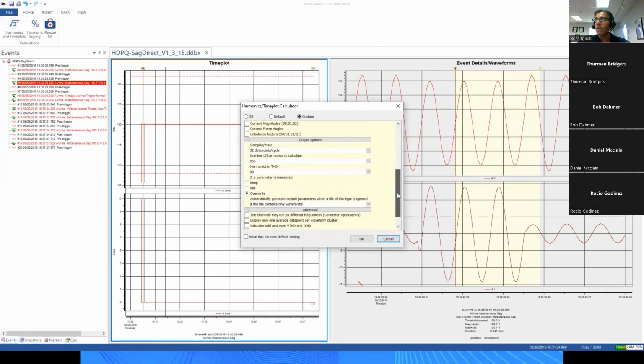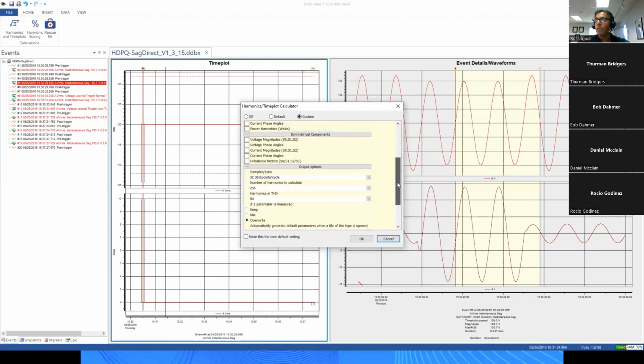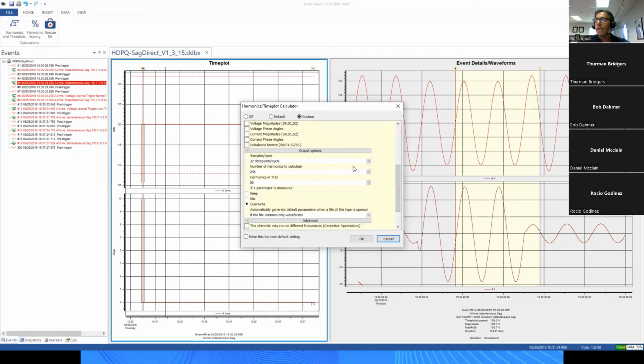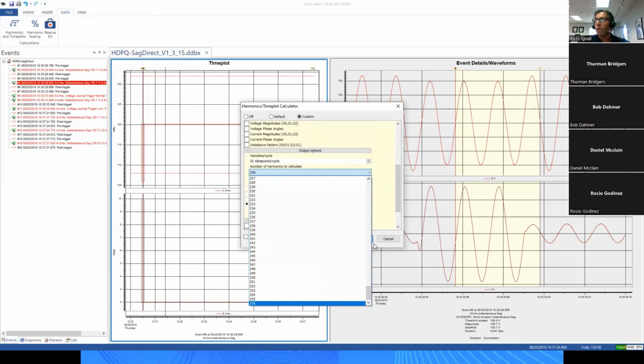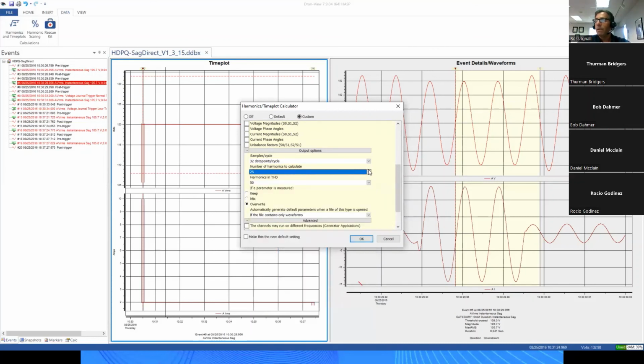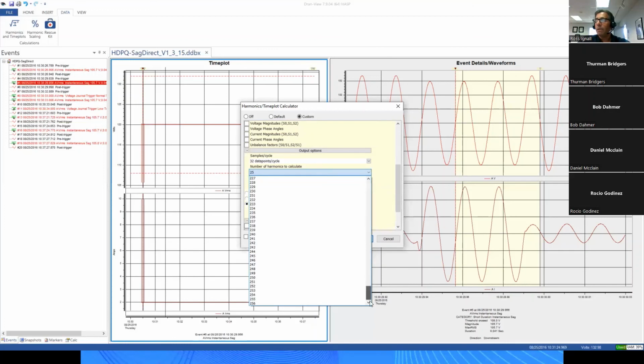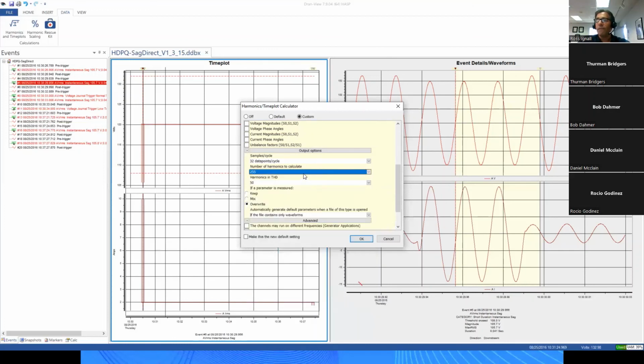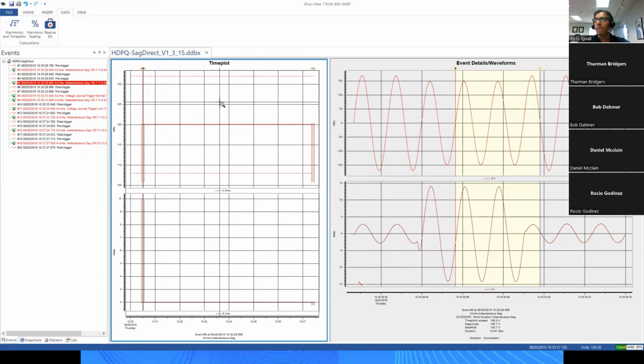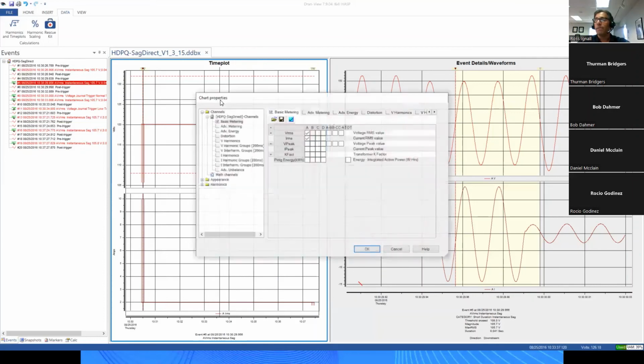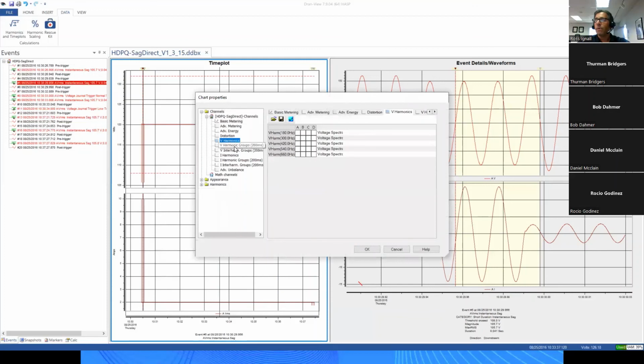But specific to harmonics, you can see we have output options here: number of harmonics to calculate. I've already done this earlier. This would have defaulted all the way up here to, I think, the 25th. You can see I can bring that all the way up to the 256th or 255th harmonic. So I can have Dranetz compute those for me. As an example, if I cancel this out and look at the properties here and go to harmonics, you can see I've only got 5 harmonics that I'm viewing, and this is what came from the meter itself.